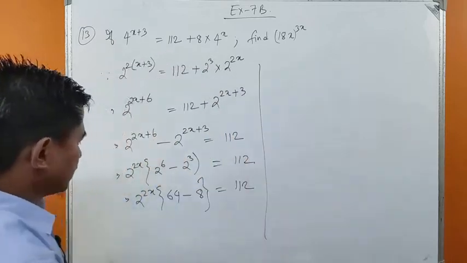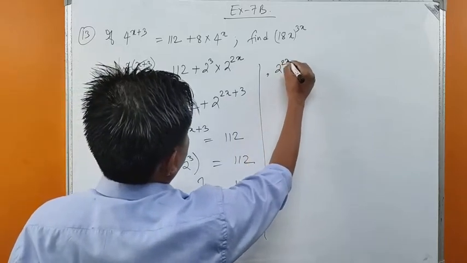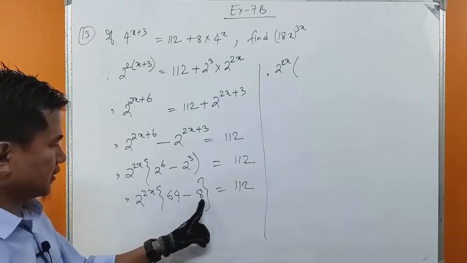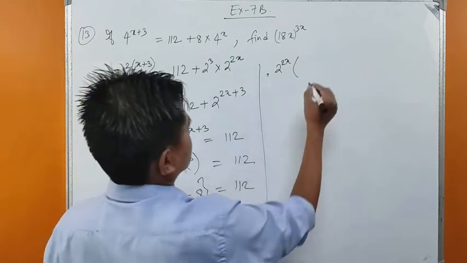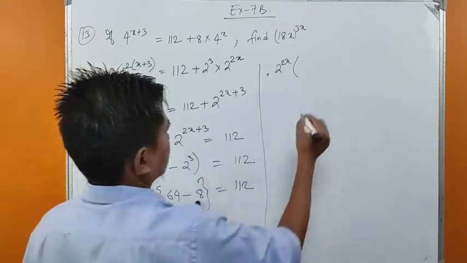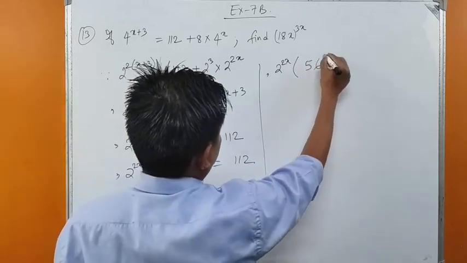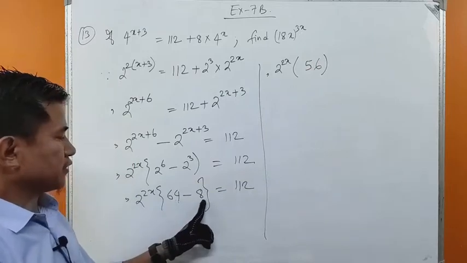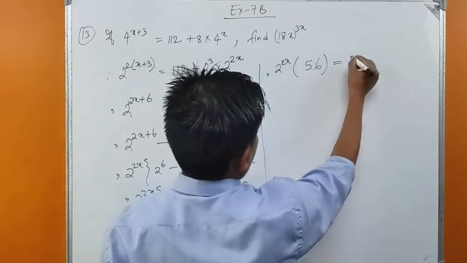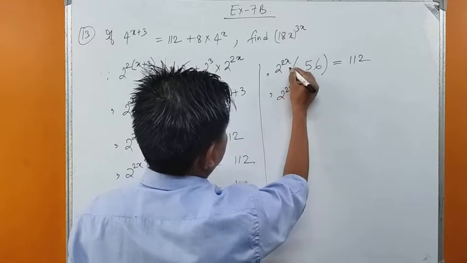So let me continue this here. So 2 to the power 2x into 64 minus 8. 14 minus 8 is 6. Now this becomes 5. 56, isn't it? 64 minus 8 is 56. Equals 112, or 2 to the power 2x into 56 equals 112.